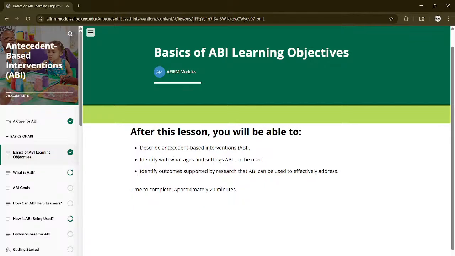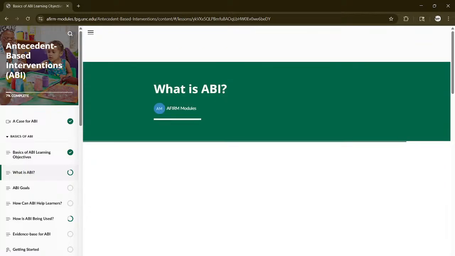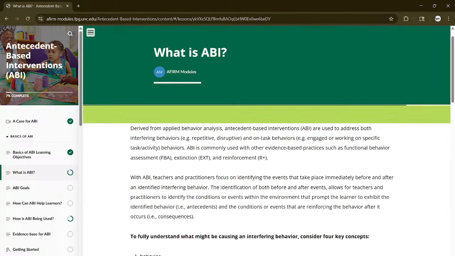Basics of ABI learning objectives. After reading through these modules and lessons, we'll be able to describe antecedent-based interventions, identify with what ages and settings ABI can be used, identify outcomes supported by research that ABI can be used to effectively address. So, what is ABI?